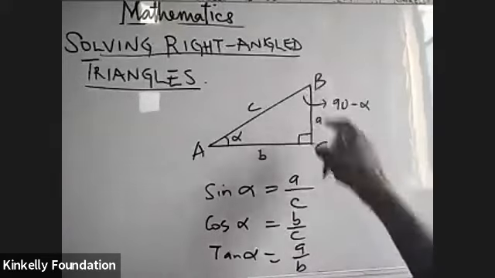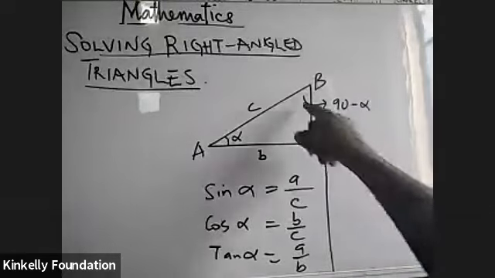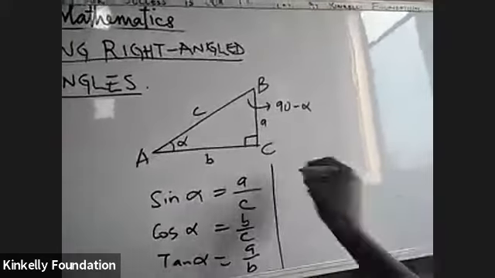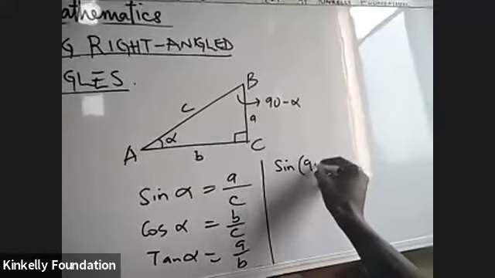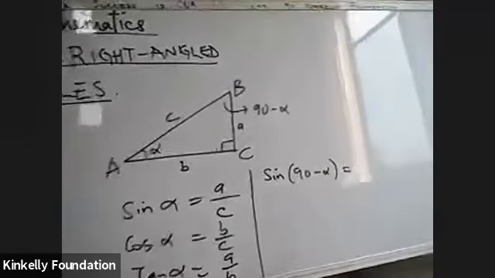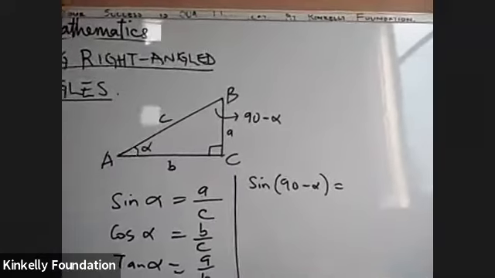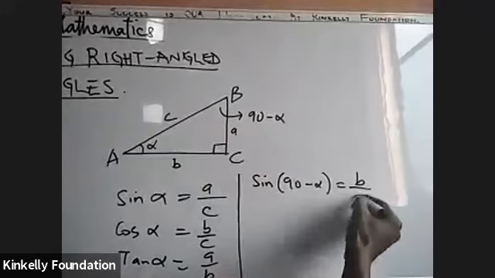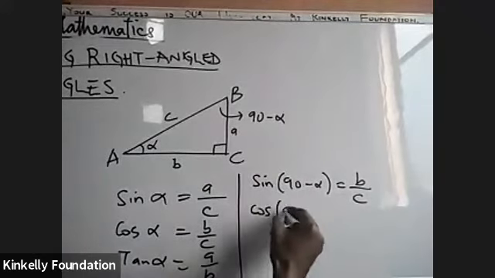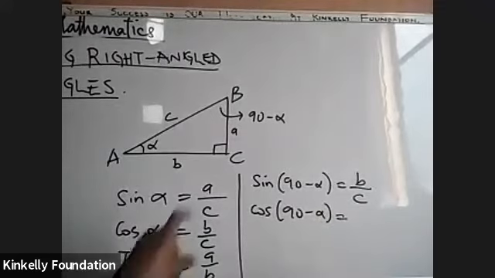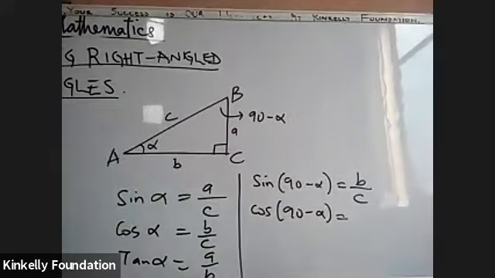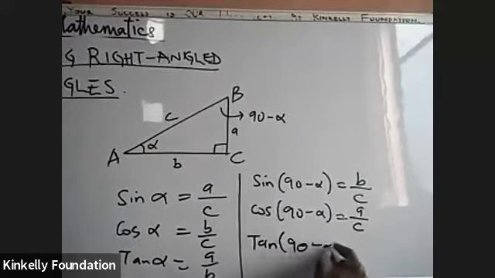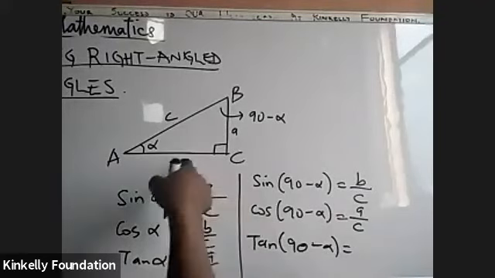If you happen to have this now, taking 90 minus alpha as our angle, sine 90 minus alpha will give us B over C. Cos 90 minus alpha will give us A over C. And tan 90 minus alpha will give us B over A.